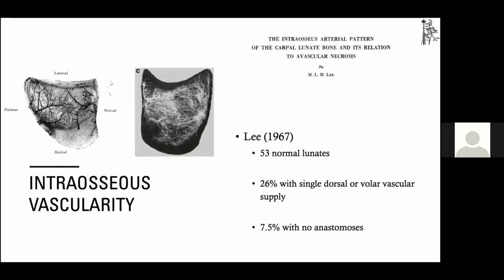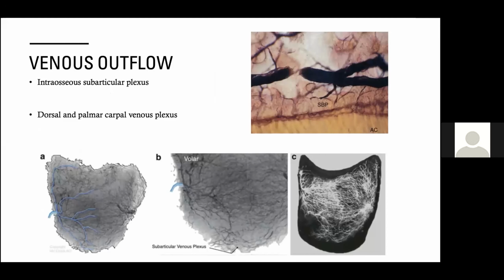In 1967, Lee performed a similar study looking at 53 normal lunates and found that 26% had only a single dorsal or volar vascular supply, and 7.5% had no anastomoses between the dorsal and palmar supplies. This suggests that in these lunates, there may be an increased risk of avascular necrosis developing if this more tenuous blood supply is affected.